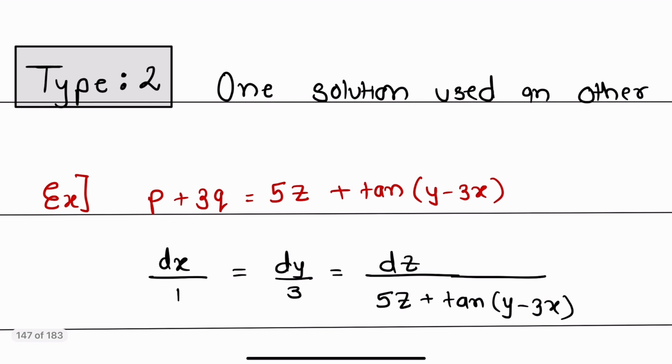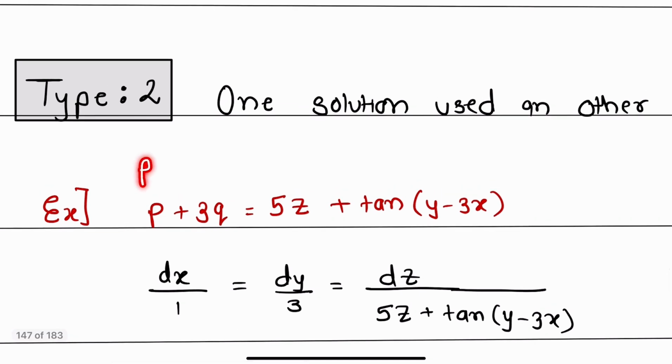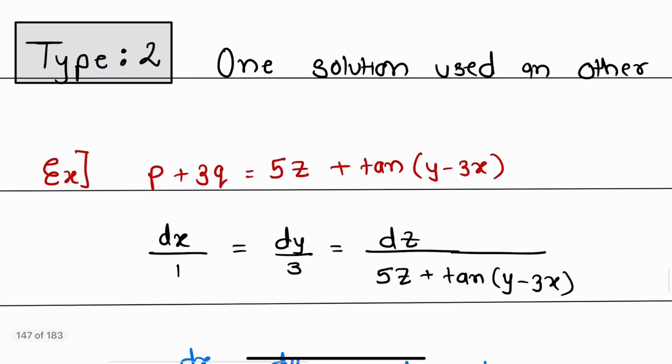p plus 3q equals 5z plus tan(y minus 3x). And we are asked to solve this particular partial differential equation. Again, if we see, it is of the form P into p plus Q into q equals R. So its auxiliary equation can be written as dx by P equals dy by Q equals dz by R.